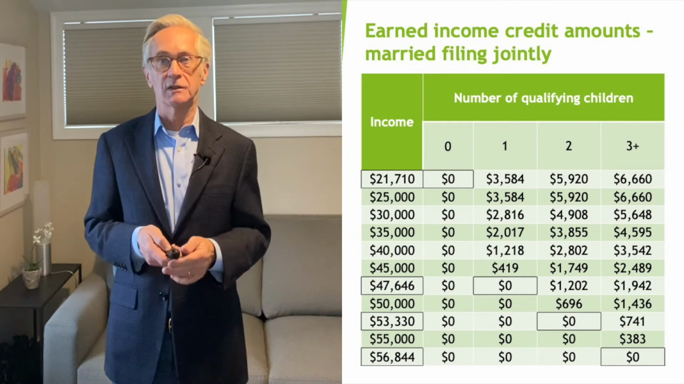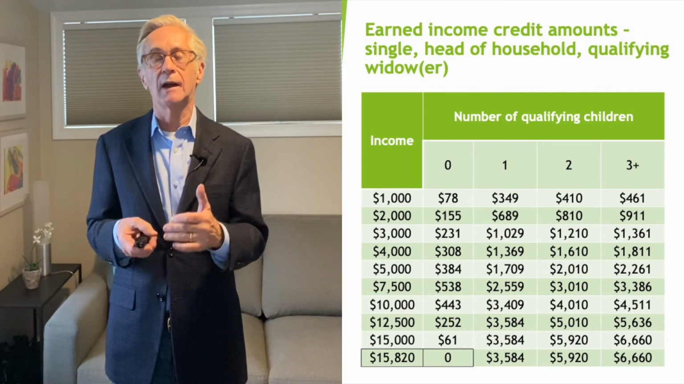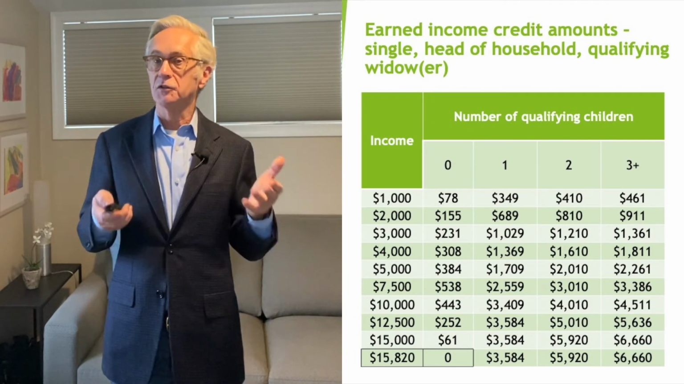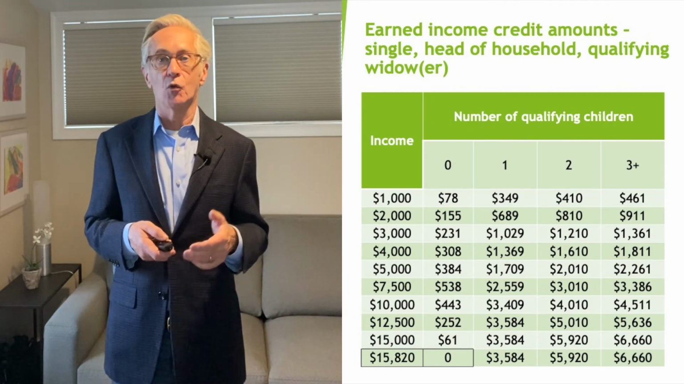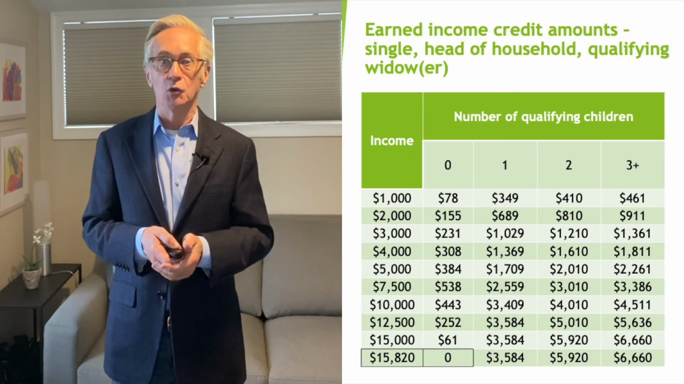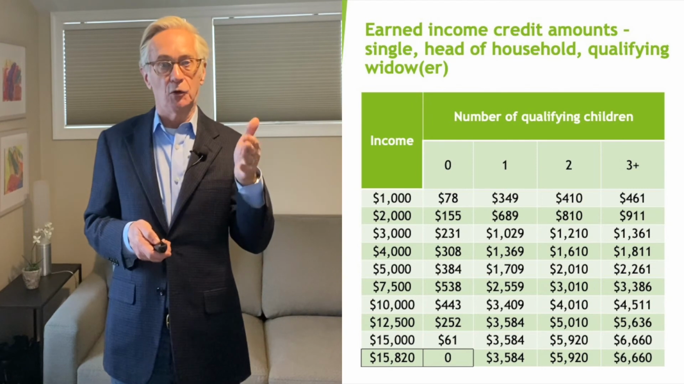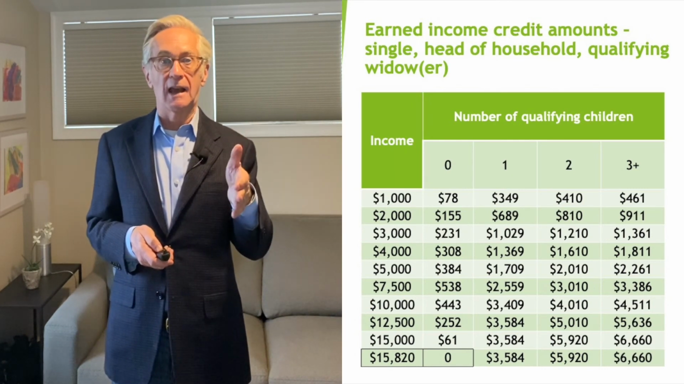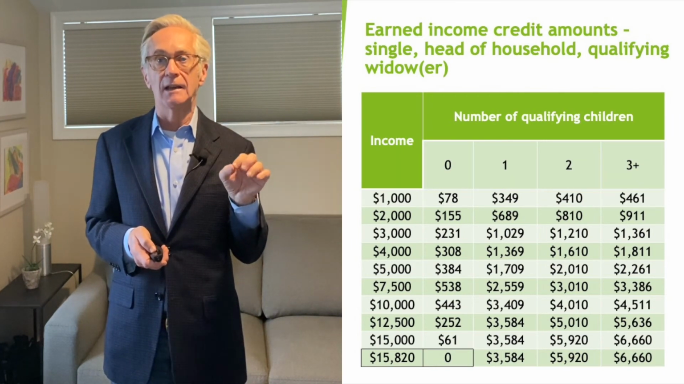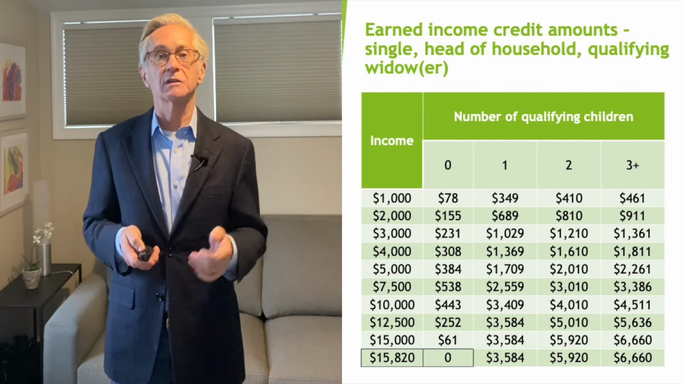Now let's move to single. And these tables apply if you're filing single, head of household, or qualifying widow or widower. They're all lumped together. Doesn't matter which of those filing statuses you have. So let's do an example. Let's say that your income is $10,000 and you have 1 qualifying child. Your earned income credit for 2020 will be $3,409. And you're going to see highlighted numbers again, indicating, for example, that if you're single, you have no qualifying children, and your income is $15,820 or higher, then you will not get an earned income credit. You make too much money for purposes of the earned income credit.